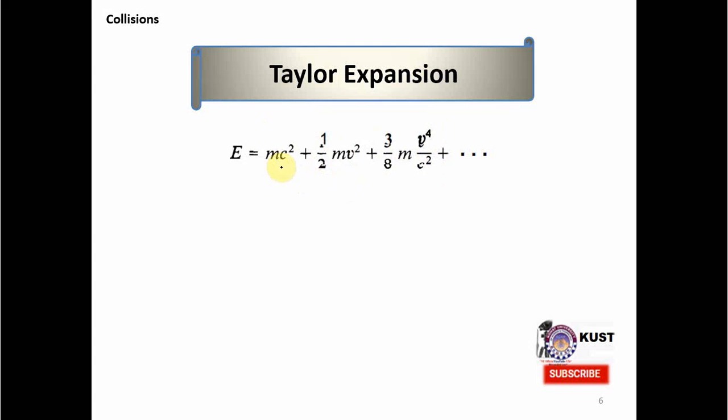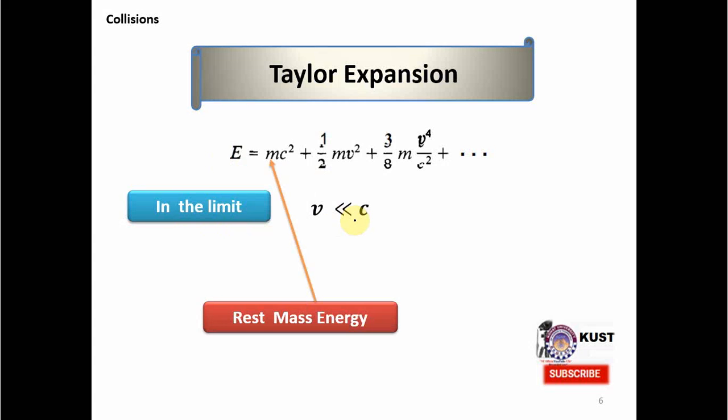But now we can separate them into 2 parts. In order to understand this expansion of the energy, if we go to the limit when velocity is very, very much smaller than c, then we can see that this first term is actually the rest mass energy, because when the particle is at rest, then this mc square is its rest mass energy. If you forget about the higher order contributions, then E is equal to mc square.